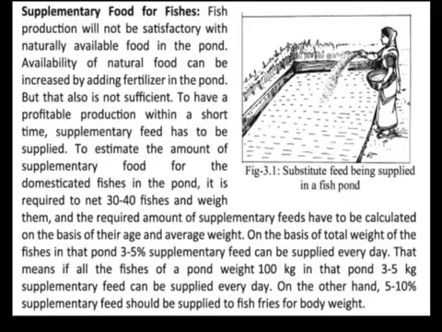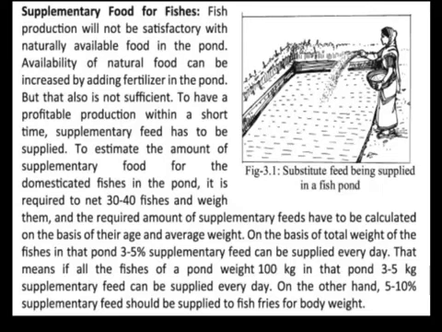If I apply fertilizer in the ponds, the natural food will be increased, but this is also not sufficient. To have a profitable production within a short time, if you want to get more production from the pond within a short period of time, we'll have to apply supplementary food. That means we'll have to supply supplementary food.